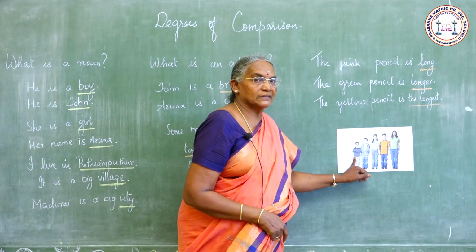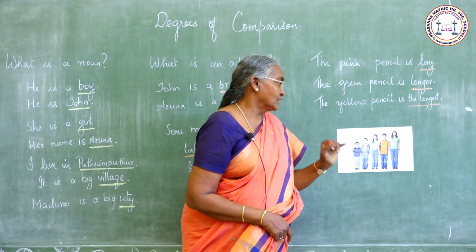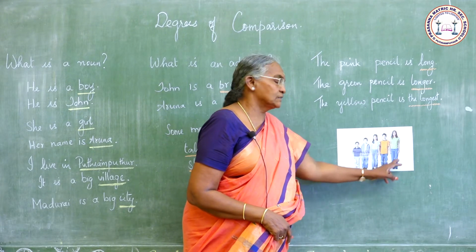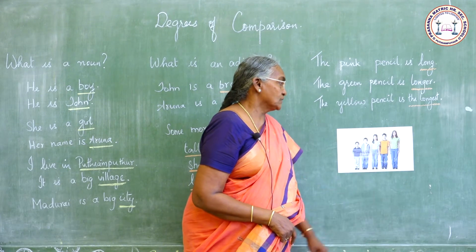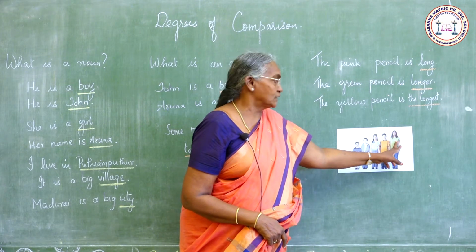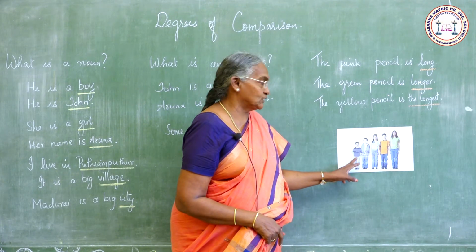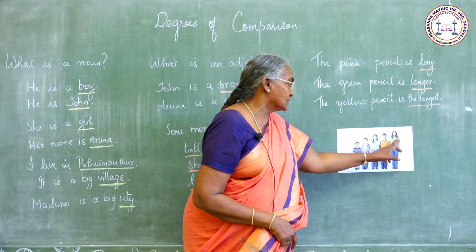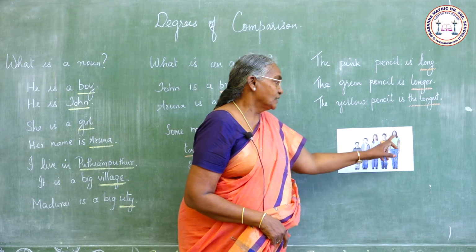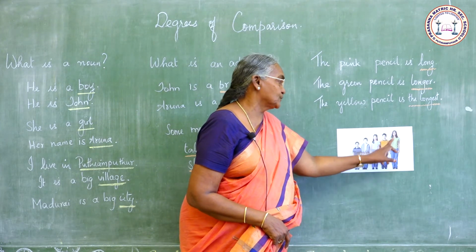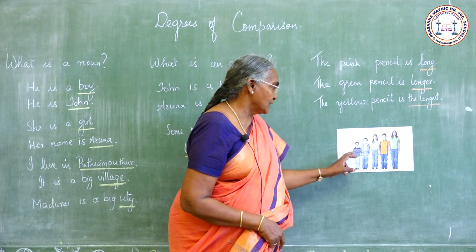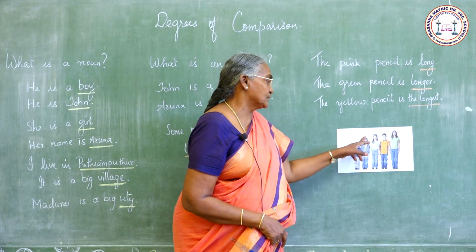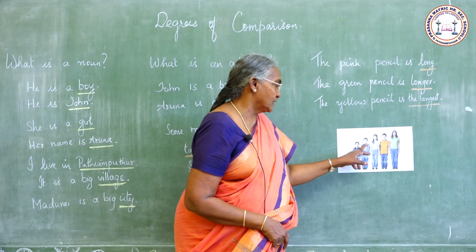What do you see in this picture? We see 5 children in this picture. Shall we compare these children with one another? Yes. This girl is tall. This boy is short. Can we compare this girl with this boy? This girl is taller than this boy. Shall we compare this boy with this boy? Yes. This boy is shorter than this boy.